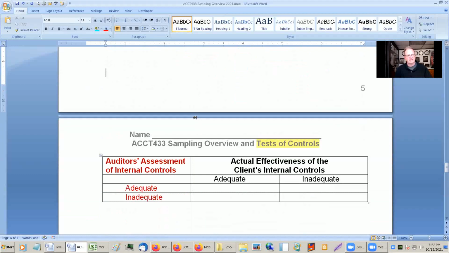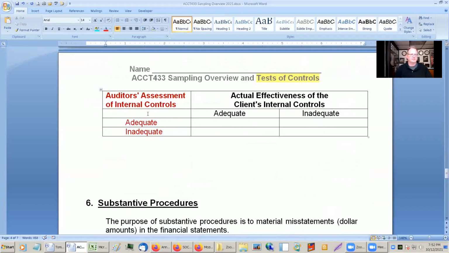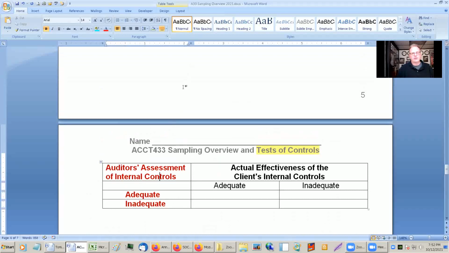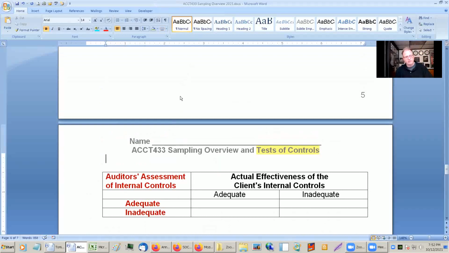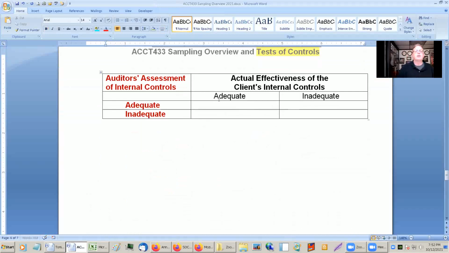I'd say, let's do this table because this kind of relates to what we just did. Okay. So here is a table sometimes you'll see. This is for internal controls. We'll also have one down below for substantive procedures, which I'll put down here.